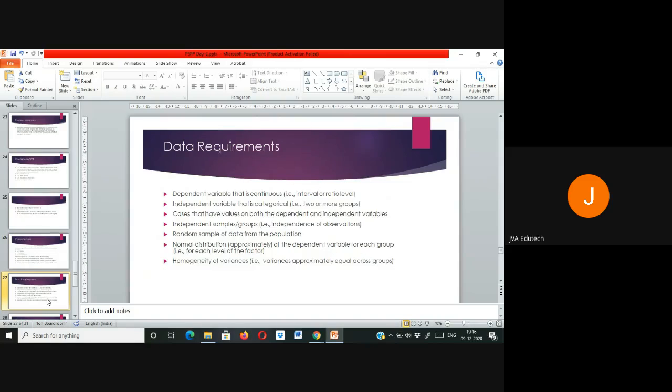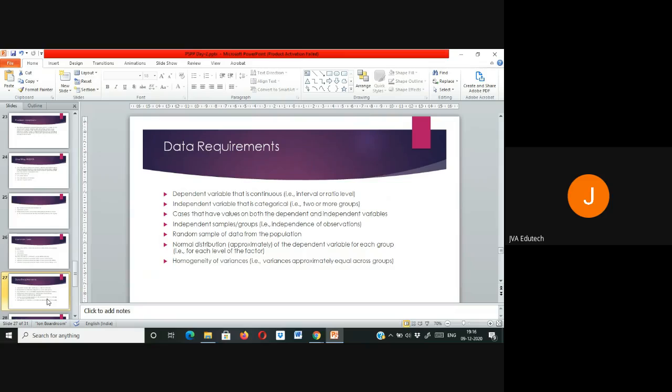Then the data requirements for one-way ANOVA are: there should be a dependent variable that is continuous, meaning taken on an interval or ratio scale. These are the basic assumptions of all parametric tests. The independent variable should be categorical in nature, meaning your grouping variable or independent variable should be categorical.